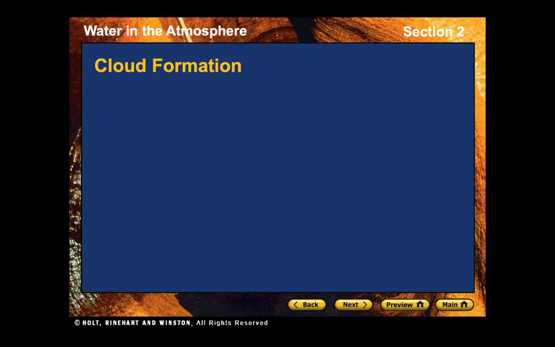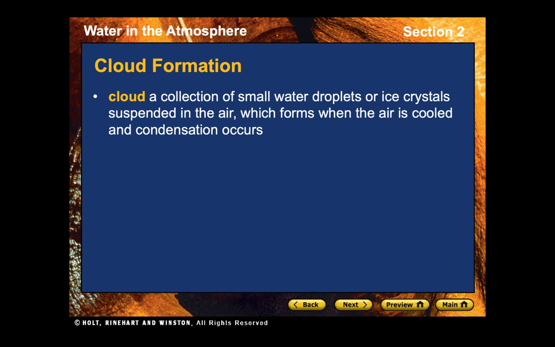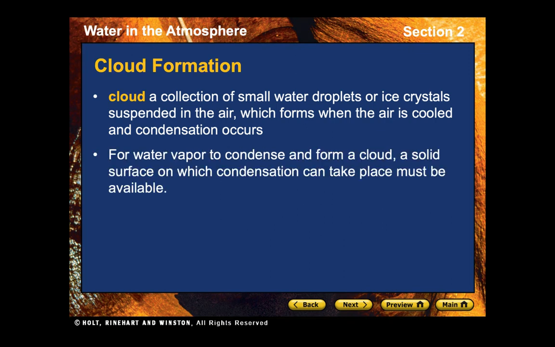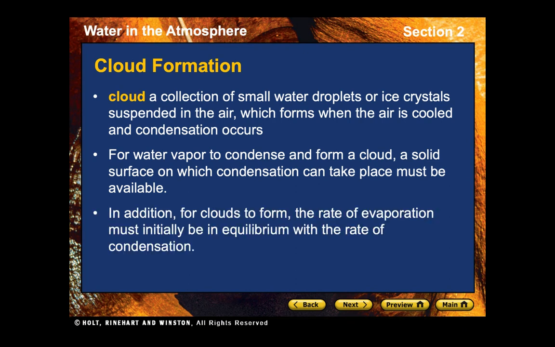Very good. That happens. So let's talk about cloud formation. Clouds are a collection of small water droplets or ice crystals suspended in the air, which form when the air is cooled and condensation occurs. So for water vapor to condense to form a cloud, a solid surface on which condensation can take place must be available. So there must be something in the air for the water droplet to accumulate on. It's called condensation nuclei. In addition, for clouds to form, the rate of evaporation must initially be in equilibrium to the rate at which there is condensation. So there has to be enough energy in the atmosphere for the water to evaporate from the surface of the earth.